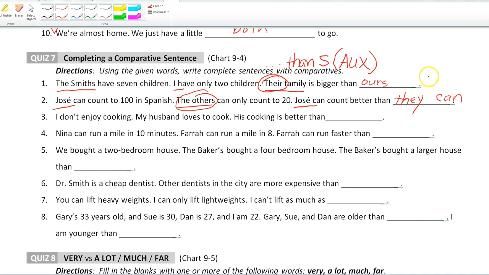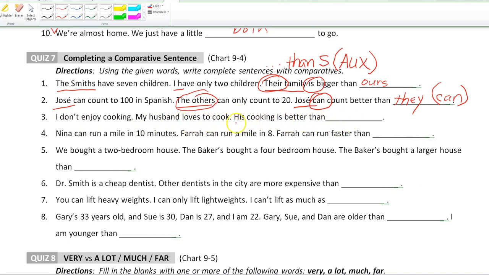And we can drop can. Okay, we have to keep the same aux or modal. In this one we kept is. In this one we keep can. I don't enjoy cooking. My husband loves to cook. His cooking is better than blank.